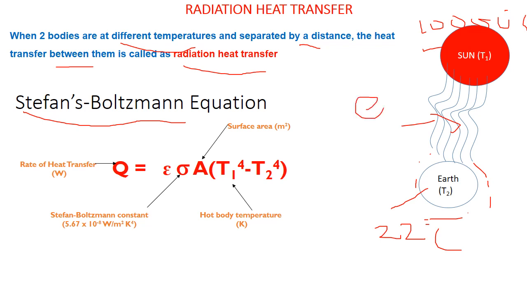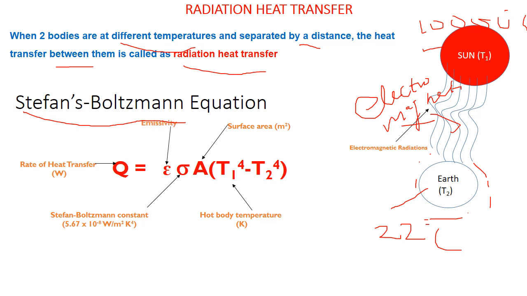electromagnetic waves. This is called electromagnetic waves. Because of this fact, the heat is reaching from the sun to the earth by means of radiation. So what is the formula given here? Q is equal to emissivity.